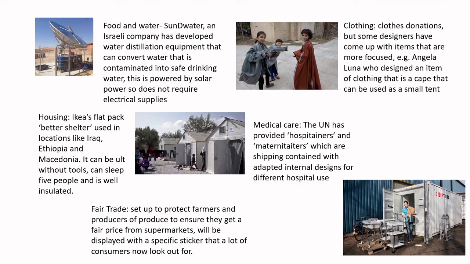You've got medical care, so the UN provide things like hospitainers and maternitainers, which are essentially shipping containers whose interior has been adapted to have medical care in them. Fair trade, hopefully we all know about fair trade, the idea being to protect producers and farmers, to ensure they're getting fair prices from supermarkets, so they're not getting undersold and can't afford to feed their family. And then the top one, clothing donations, where some designers have come up with clothing that is a coat or a top during the day, and then can be taken and put up as a tent at night time, just taking products that can be adapted in that way.